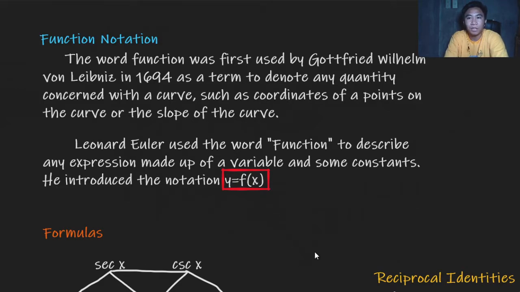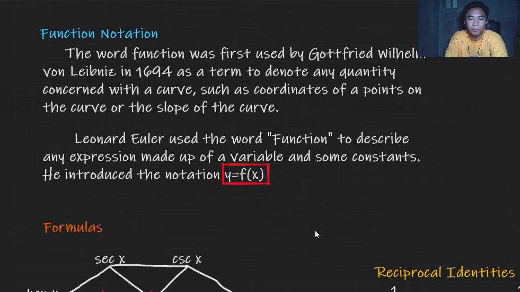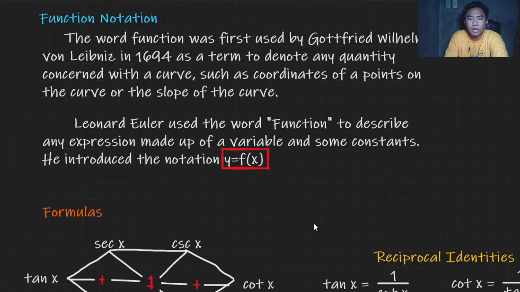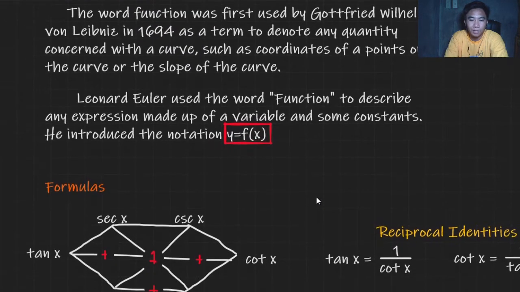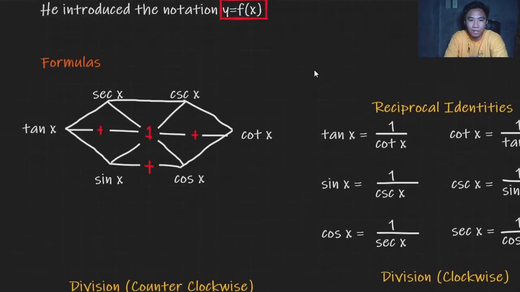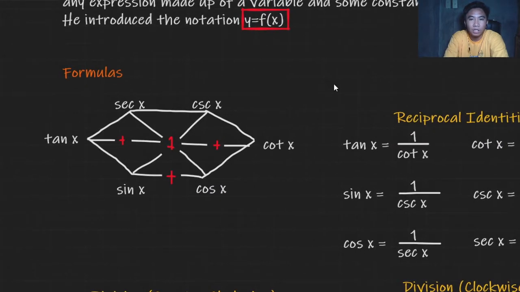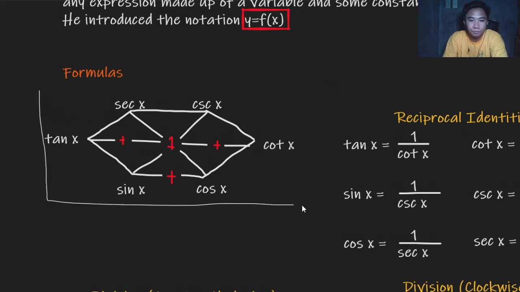Now, as a preparation, dahil introduction pa lang naman ito, isusulat natin yung mga formula. Maganda kapag may notes na. Ito yung mga formula. Tandaan nyo lang itong hexagon na ito at magkakaroon na kayo ng 21 na identities na hindi nyo na kailangang i-recite. Basta gumawa lang kayo ng hexagon na ito.